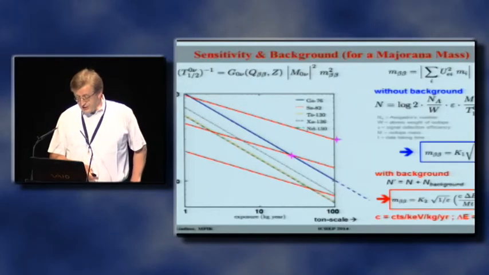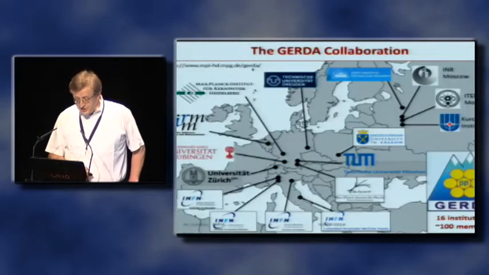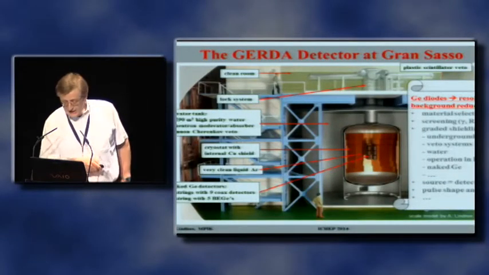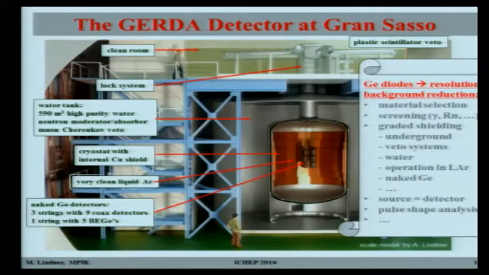The first one where there is a result is the GERDA experiment, which is this collaboration here, which built a detector based on germanium with a good energy resolution. There are germanium diodes in the middle. Then there's all this effort on background reduction, very careful selection of materials, screening, etc., very sophisticated shielding. You go underground, you build veto systems, you operate in liquid argon in order to shield, and you use naked germanium detectors in order to avoid backgrounds on the surface, etc. You use the source equals detector concept in order to avoid extra material that you would have to add, which again induces radioactivity, and use pulse shape analysis in order to further suppress the backgrounds, to distinguish signal events from background events.